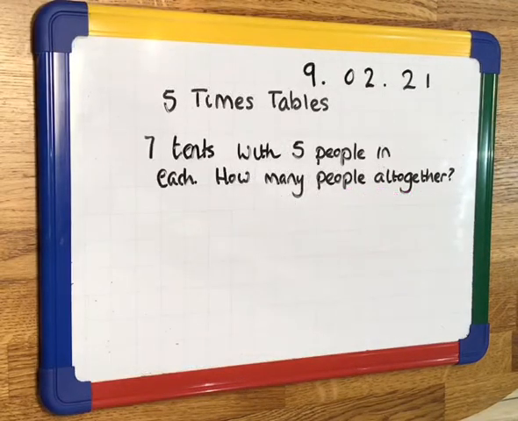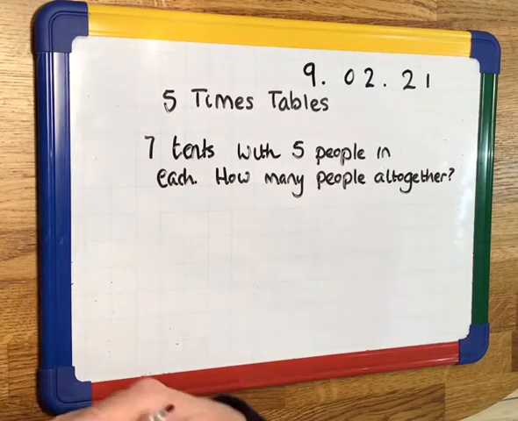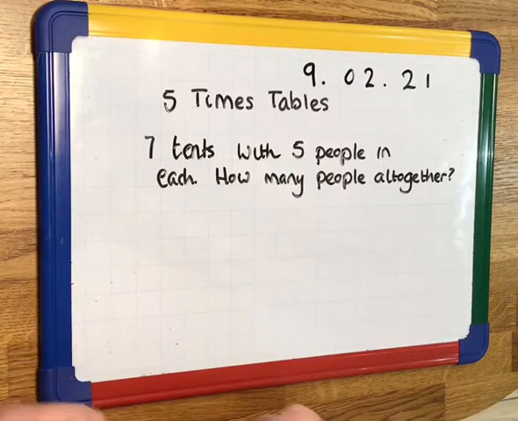Now in your PDF file, there is a problem I've included which talks about being at a campsite and there are some tents and you can sleep 5 people in each tent and there are 7 tents altogether. And we want to know how many people can sleep in those 7 tents. So let me think. It's definitely a multiplication and I can draw a picture to help me if I'm not quite sure of my times table.